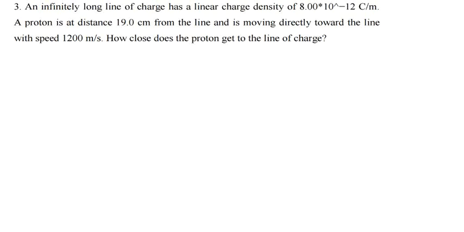So let's talk about question 3, which is about an infinite long line of charge. The question says an infinite long line of charge has a linear charge density of 8.00 times 10 to the power negative 12 coulomb per meter. A proton is at a distance of 19 centimeters from the line and is moving directly toward the line with a speed of 1200 meters per second. How close does the proton get to the line of charge? Okay, so now this topic is very interesting.